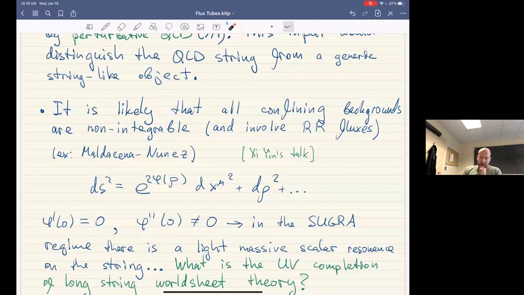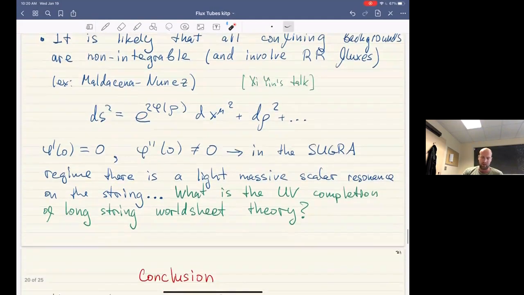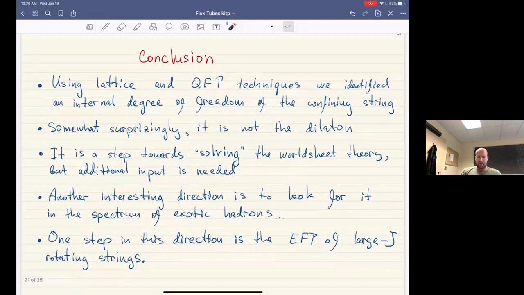But it's likely that if we have some confining string backgrounds, say like Maldacena-Nunez, and this is, by the way, inspired a lot by Shin's discussion, where he gave many more details. If we consider a long string sitting at the bottom of this throat, we can ask what is the worldsheet theory on this long string, and it is likely that for any confining background, it will also be non-integrable. So again, we can ask what is the UV completion of non-integrable worldsheet theories that arise in this confining string background. Let me leave you with the conclusions and see if we still have any time for discussion or for questions.